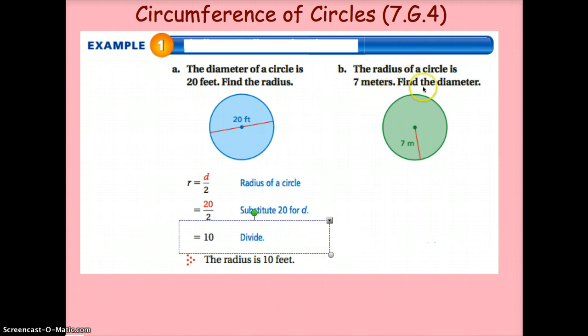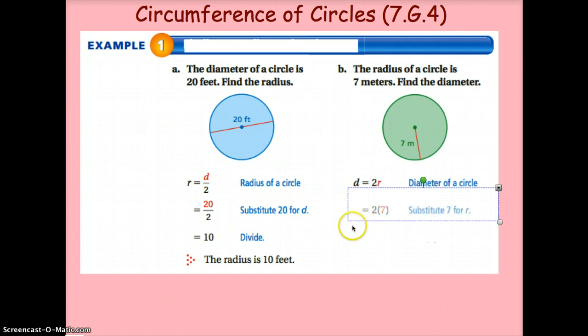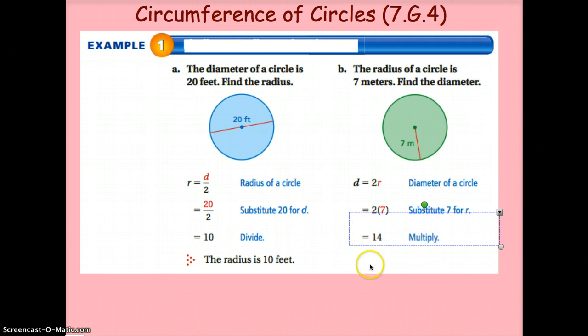The radius of the circle is 7 meters. Find the diameter. So again, we have the little piece of the radius here, and we want to go all the way across. So we know that the diameter is going to be twice the radius. Plugging our numbers in, we're doing 2 times 7. So we have an answer of 14. And of course, we want our words. The diameter is 14 meters. So be careful you don't forget that.